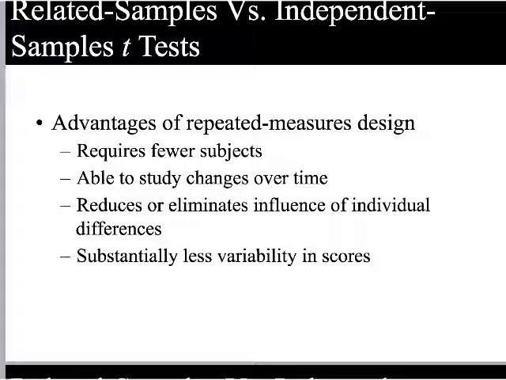Some advantages of repeated measures designs is that it requires fewer subjects. We're able to study changes over time. It really does reduce or eliminate the influence of individual differences. Double the number of subjects, assign them to random samples, and you're going to end up with some group differences that you can't control, that you may not even be aware of. And you're going to get substantially less variability in the scores with repeated measures designs or related samples designs compared to an independent samples t-test. And this cannot be understated.